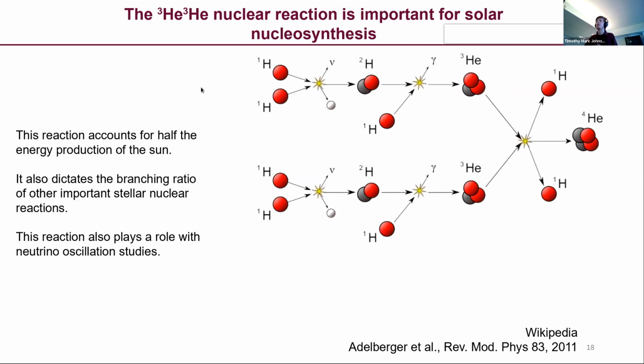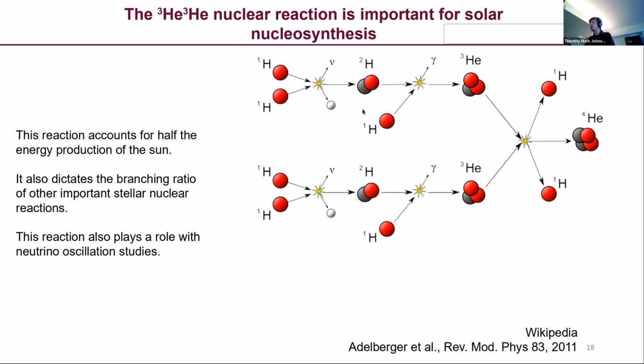So now I'll focus on one specific nuclear reaction that's present inside of the sun that we will be able to study inside of the laboratory. So this is the helium-3 nuclear reaction. We can see a schematic of it on the right-hand side of the slide here. It's the last step in this proton-proton-1 chain.